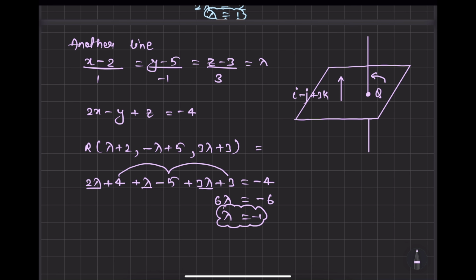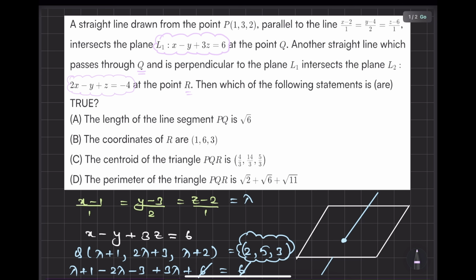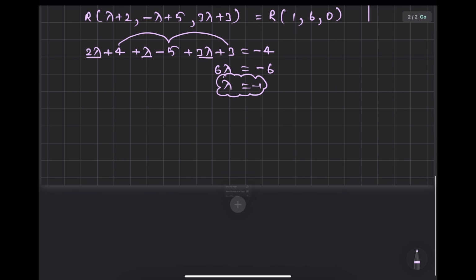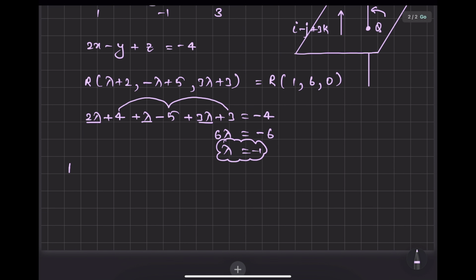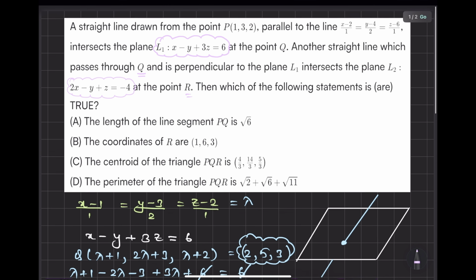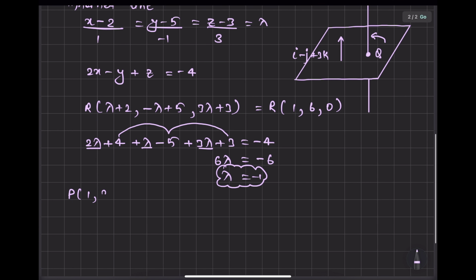So the R value will become 1, 6, 0. So this is R. Now which of the following statements are true? We need to comment on these options. First we will write down P. Point P is 1, 3, 2.